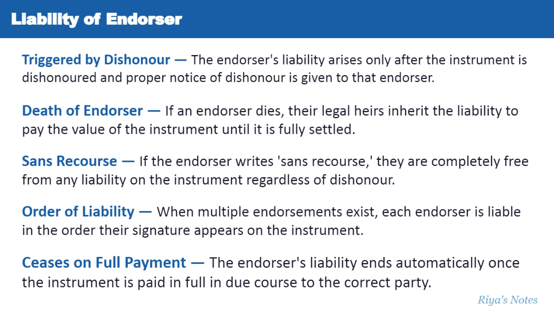Sans recourse. If the endorser writes sans recourse, they are completely free from any liability on the instrument regardless of dishonor. Order of liability. When multiple endorsements exist, each endorser is liable in the order their signature appears on the instrument. Ceases on full payment. The endorser's liability ends automatically once the instrument is paid in full in due course to the correct party.